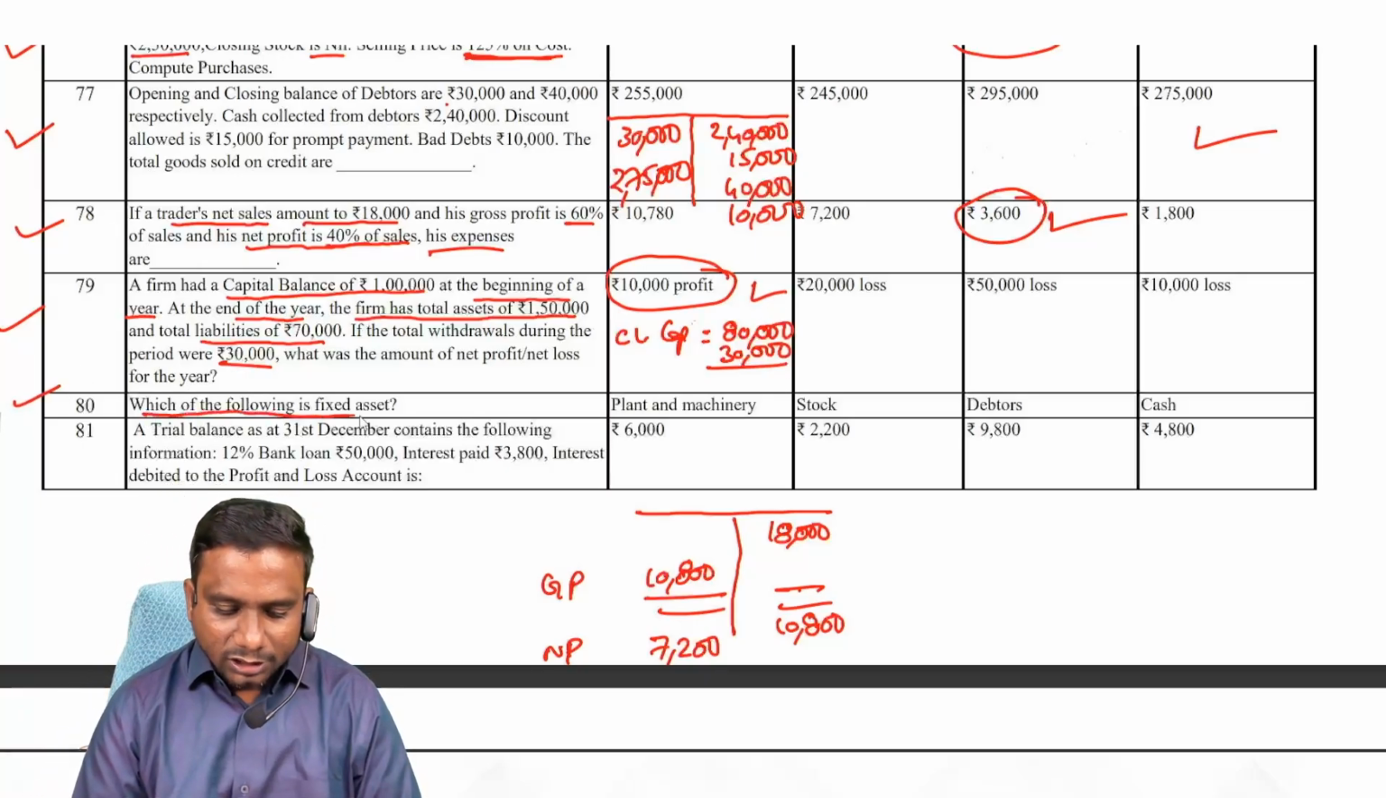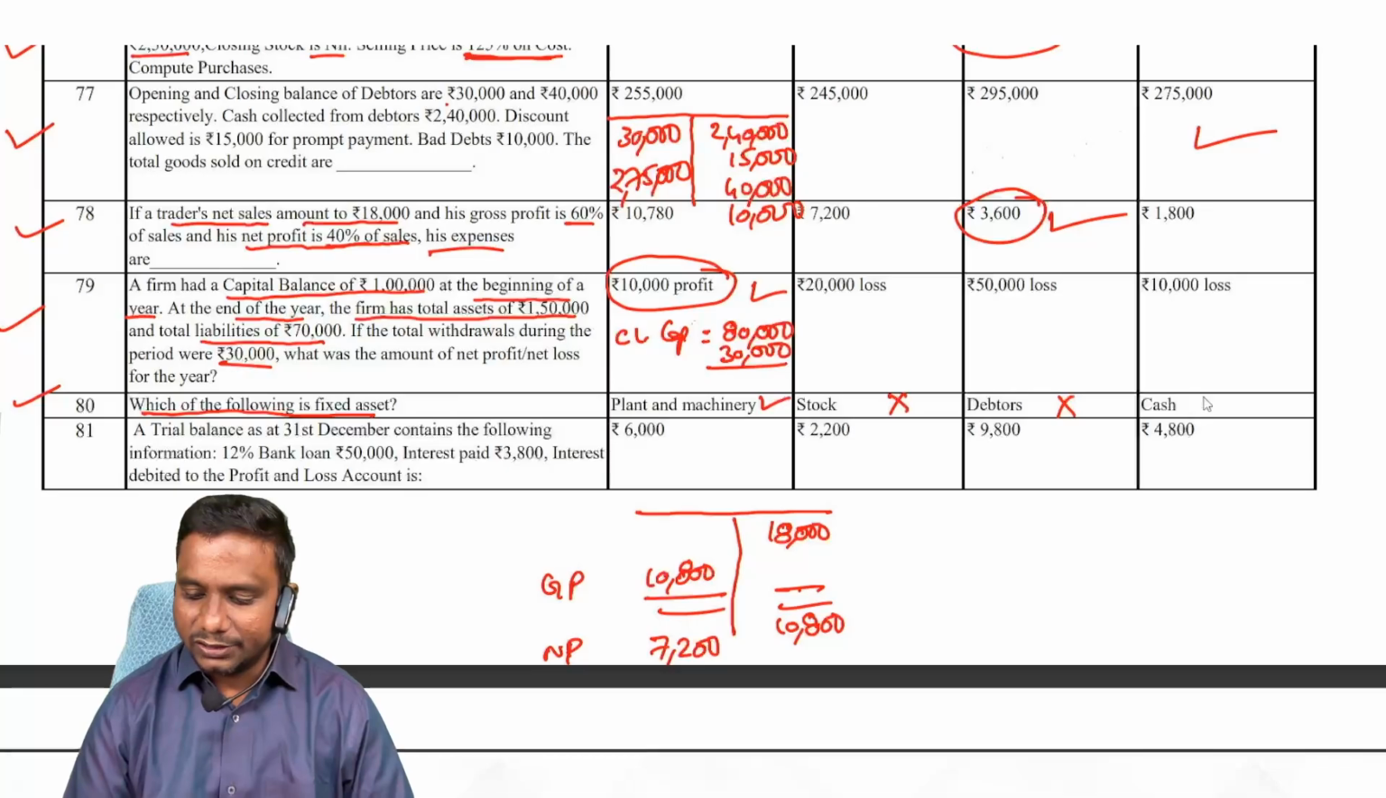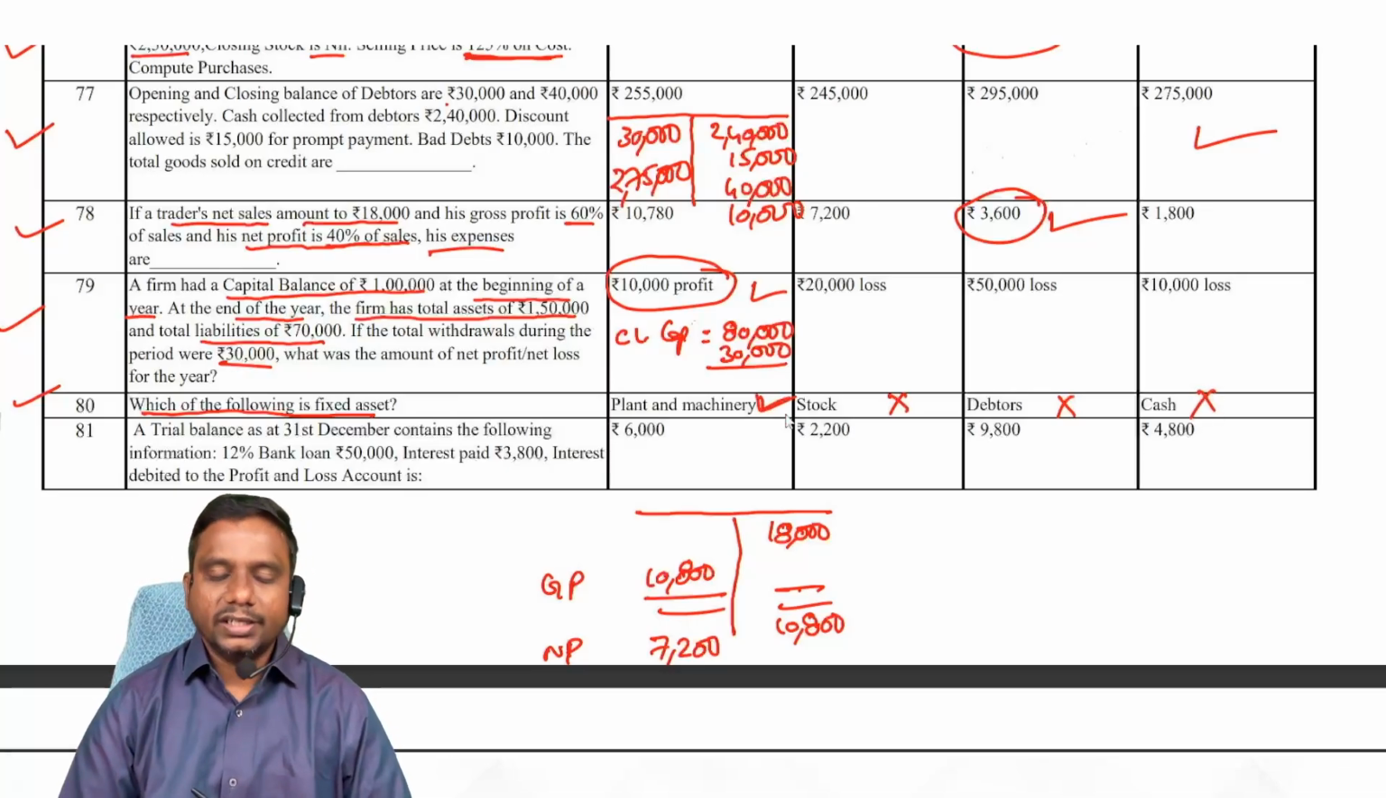Next, 80. Which of the following is a fixed asset? Plant and machinery, yes, fixed asset. Stock is not a fixed asset, it is a current asset. Stock, debtors, cash are current assets. So which one is correct? Plant and machinery.